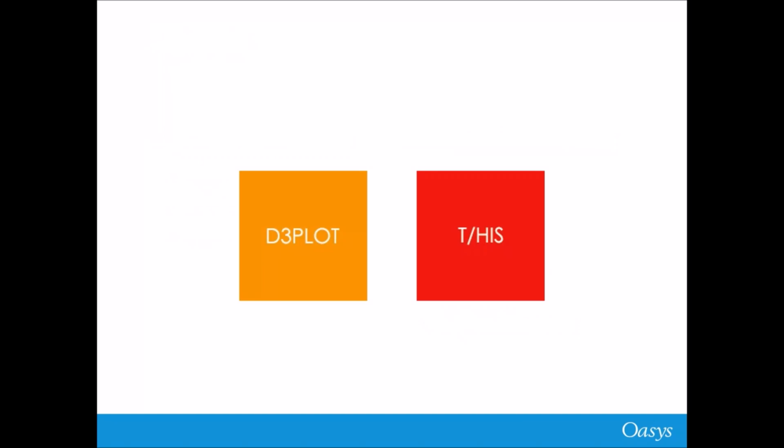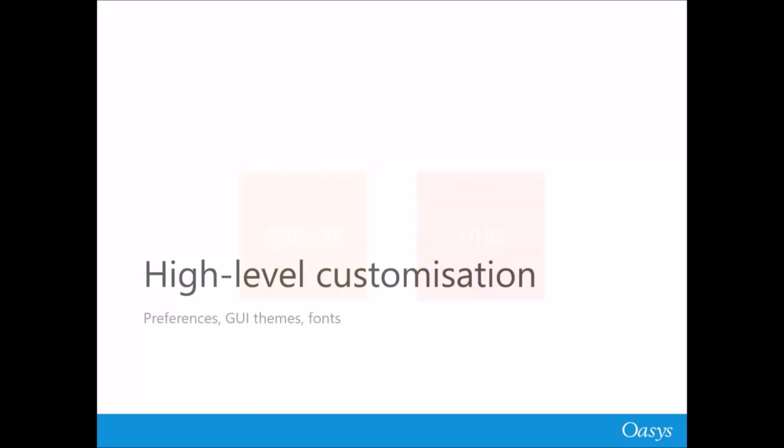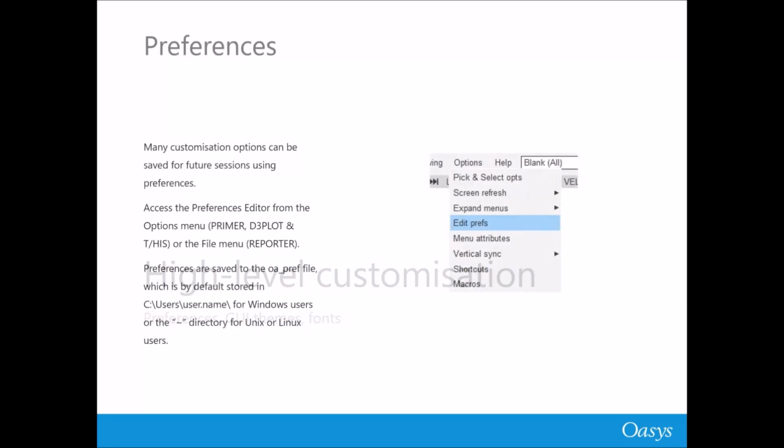This webinar is going to cover features in both D3PLOT and T, as I've mentioned, as well as some more general features. You'll notice that some of the slides will have blue borders like this one, indicating that they cover general content, or orange or red borders indicating D3PLOT and T specific content, respectively. So we'll begin with high-level customization then.